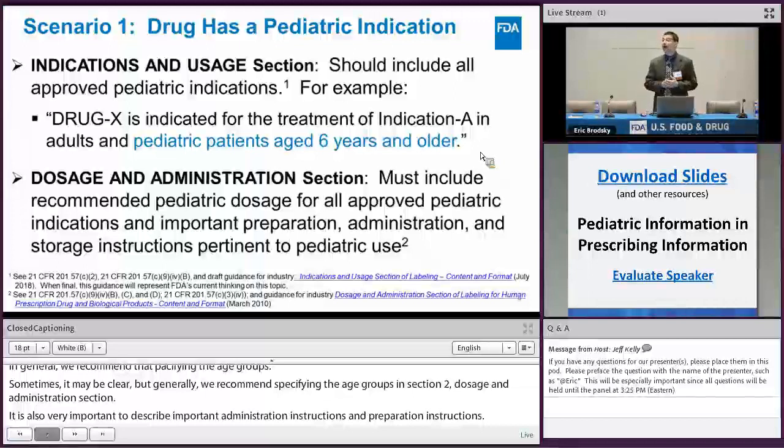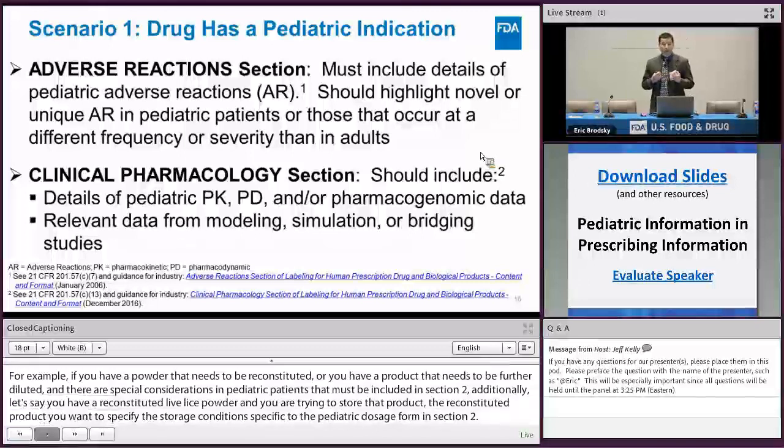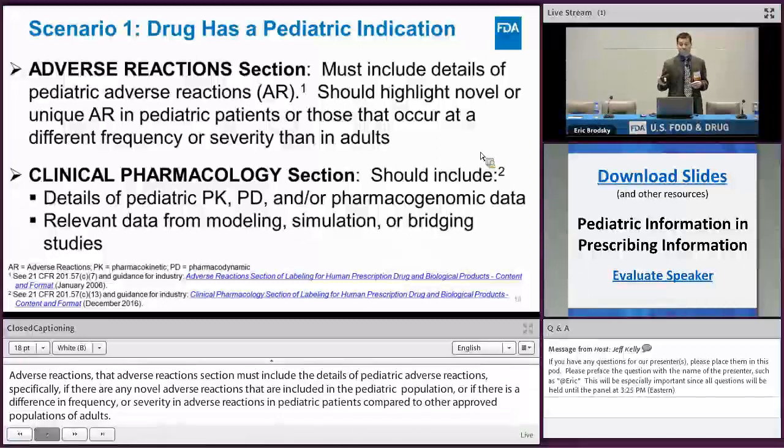So adverse reactions, that section must include the details of pediatric adverse reactions, specifically if there are any novel adverse reactions in the pediatric population, or if there's a difference in frequency or severity of adverse reactions in pediatric patients compared to other approved populations, a la adults. I'm going to skip over the pediatric use subsection here, which goes next. I'll talk about that later in the presentation.